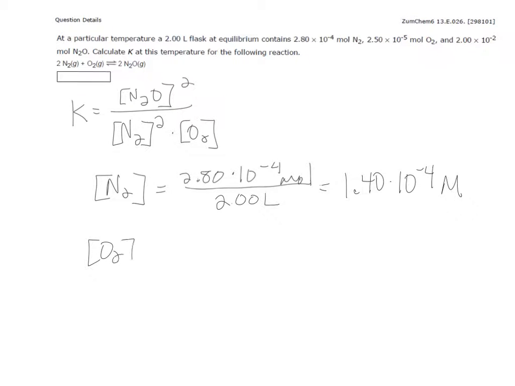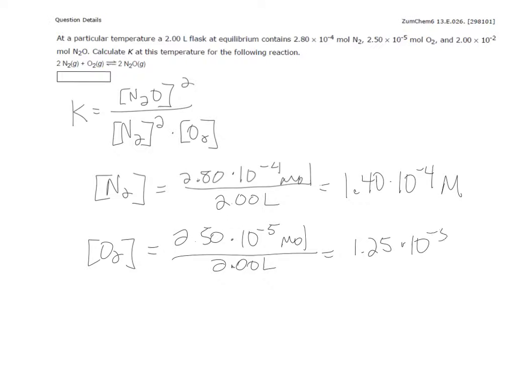Next, for oxygen, the number of moles they provided us in the problem of 2.5 times 10 to the negative fifth, we will use and divide by the number of liters they gave us. And since everything's in the same flask, they'll all have the same volume of 2 liters. And so that gives us 1.25 times 10 to the negative fifth.